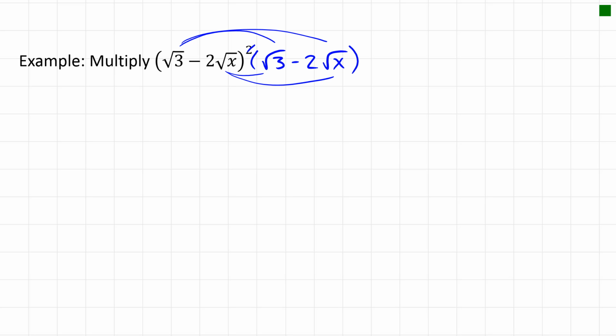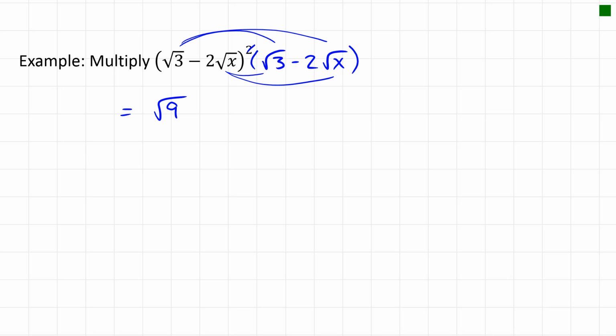So if we do that, we get the root of 3 times the root of 3. Depending on how quick you're getting, you're going to recognize that the square root of 3 times the square root of 3 is just equal to 3, because it's equal to the square root of 9. But for now, I'll write just an intermediate step, which is that the square root of 3 times the square root of 3 is the square root of 9.